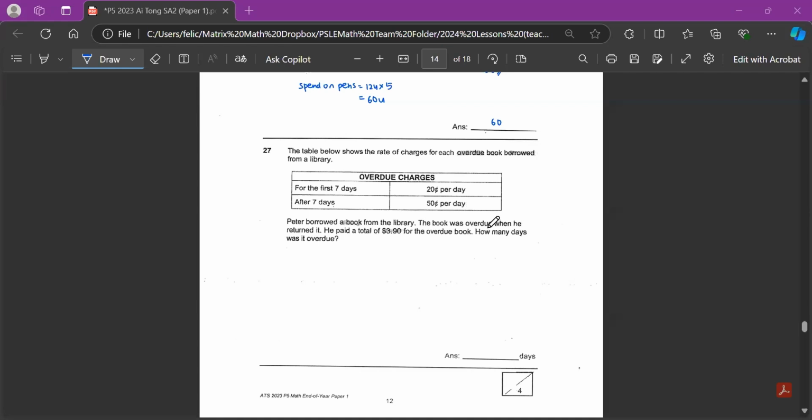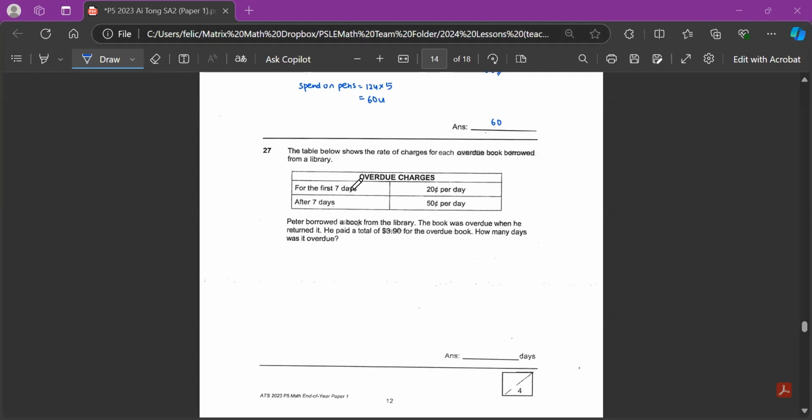So Peter borrowed a book and the book was overdue. By the time he returned it, he paid $3.90 for the overdue book. How many days was it overdue? So we have to make use of the 390 to work backwards to find out how many days he was overdue for the book.